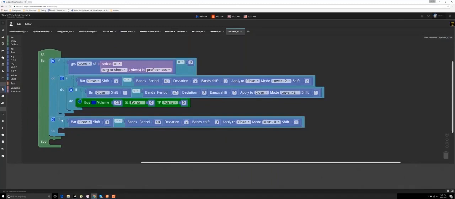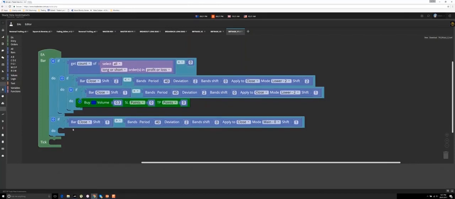Okay, so if that condition occurs, basically what we've done, I'll just go through it. First we've checked to see if there's any open orders. There's no open orders. If that's true, then we're going to check if the bar close of 2 bars previous is less than the lower Bollinger Band, and then on the next bar, if it's now greater than the lower Bollinger Band, we're going to buy. We're going to buy at $3 per point, 0.3 with no stop loss or take profit.